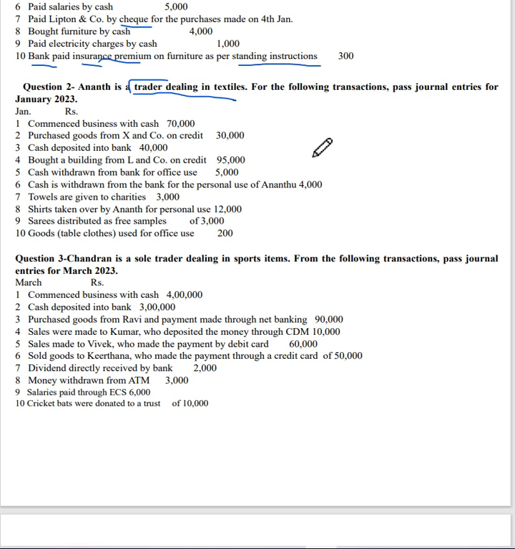Next is, cash is withdrawn from the bank for the personal use of Anant. Here they are saying that the trader Anant has withdrawn the money from the bank for his personal use.